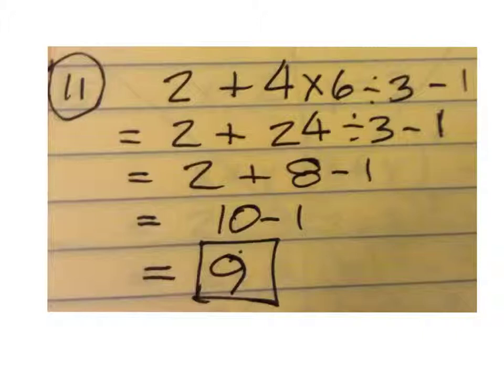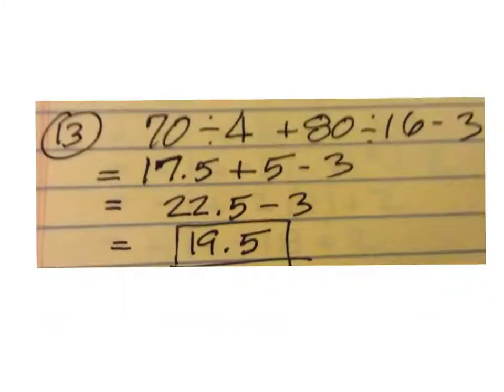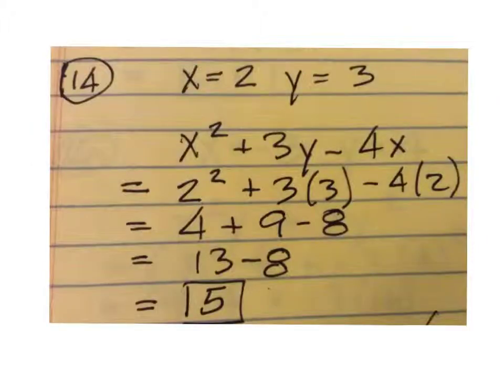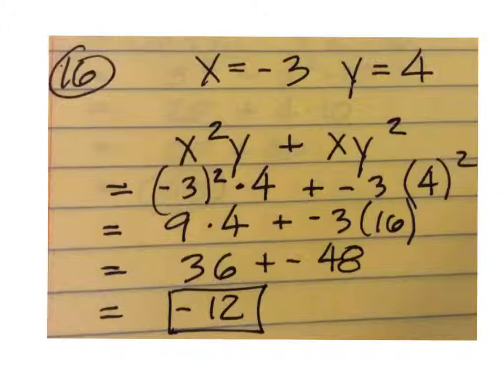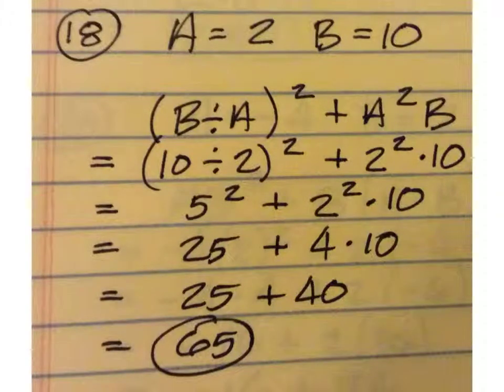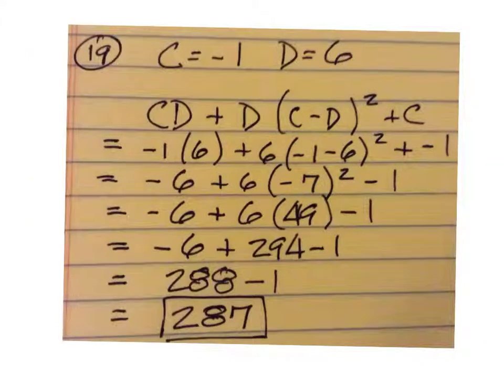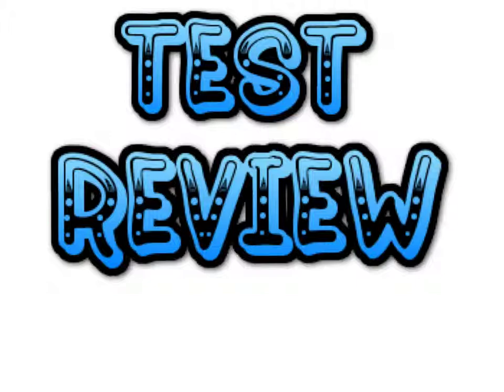11 is 9. 12 is 13. 13 is 19.5. 14 is 5. 15 is negative 17. 16 is negative 12. 17 is negative 12. 18 is 65. 19 is 287. 20 is 56. Test review is up next.